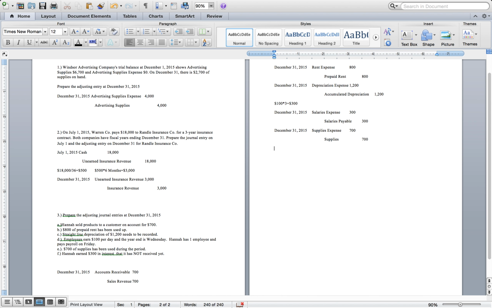And the last one, it says Hannah earned $300 of interest that is not received yet. Again, December 31st. This says she earned interest, but she hasn't gotten it yet. Okay. Well, similar to a receivable, we want to increase it. Because at this time, it won't be an accounts receivable. You want to be specific. So start by debiting interest receivable for $300. Now, this is a revenue to Hannah. Okay, so you want to increase the revenue account, in this case interest revenue, for $300.